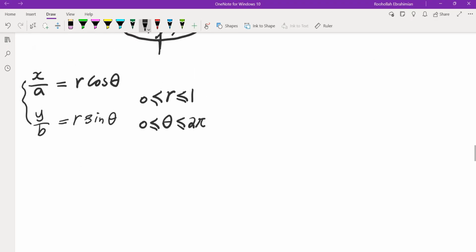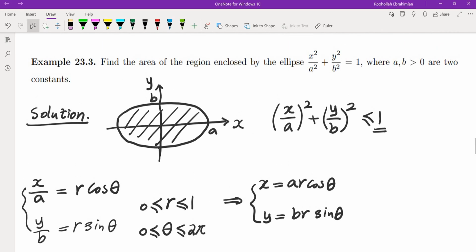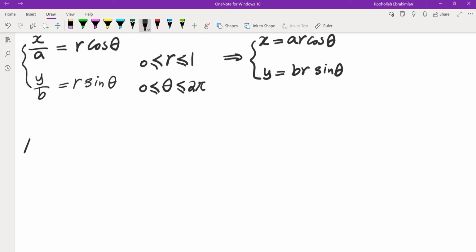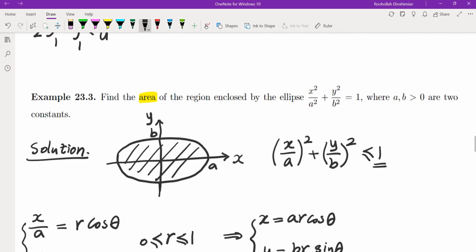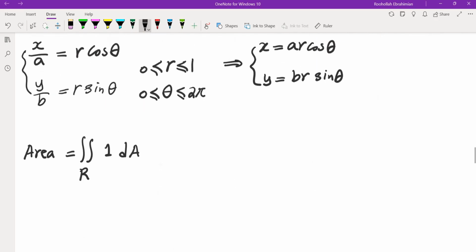Now from here we can get x and y, so we would get x equals a r cosine of theta and y equals b r sine of theta. Now, one thing that I forgot to mention at the beginning is that since we are trying to find the area, we do need to use double integrals. So what is area? Area is the double integral of 1 dA. So this is what we're trying to evaluate, if I call this region R.